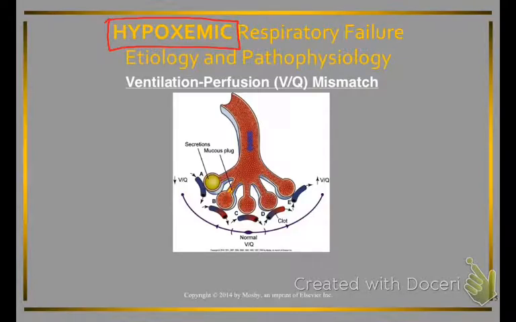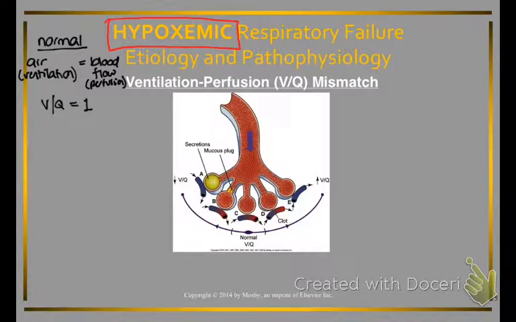Ventilation equals blood perfusion, right? So we ventilate O2 and we're perfusing blood at the same time, right? We're having that exchange. Oh, there it is, right there. Air equals blood flow. And we want that to be 1. So normal, right there at the bottom, we've got normal.